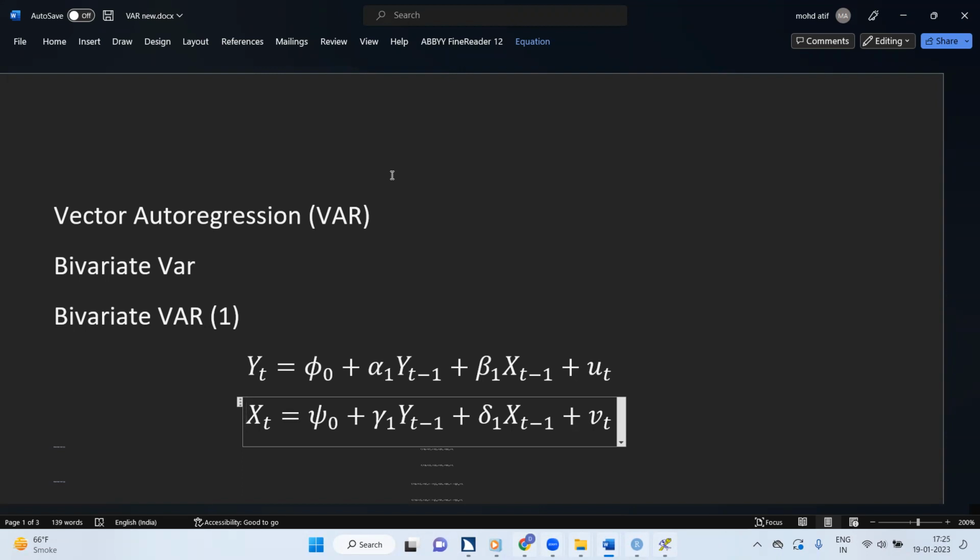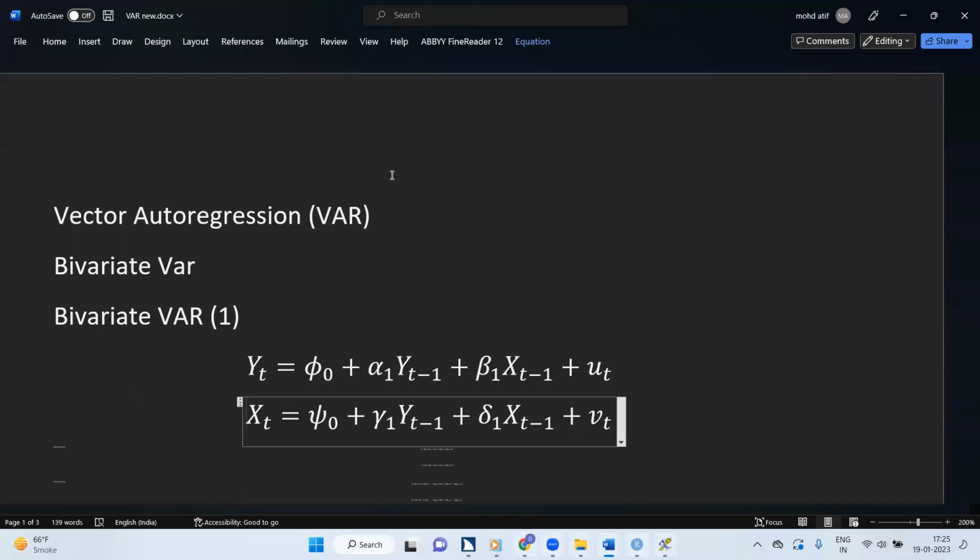And notice one thing, there is no variable on the right hand side which has subscript time t. You see yt minus 1, xt minus 1. We do not have xt on the right hand side. Can we have xt on the right hand side? Of course we can. In case we propose that the current value of xt influences the current value of yt, we call them contemporaneous terms. It means the right hand side variables are measured at the same time as the left hand side variables.